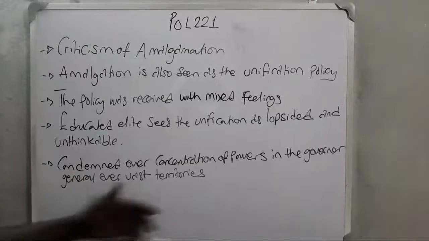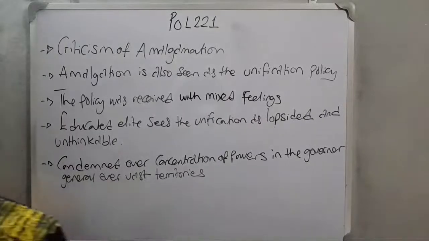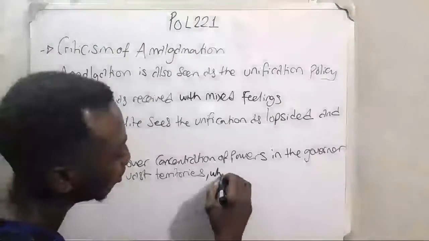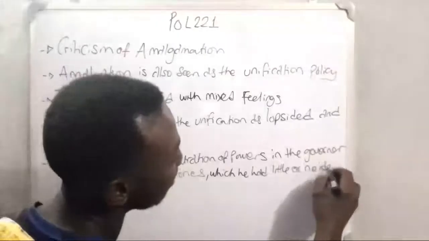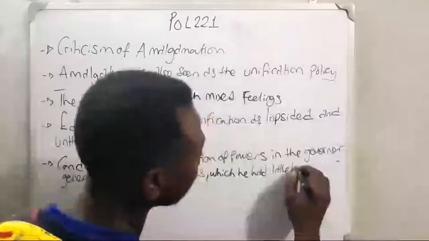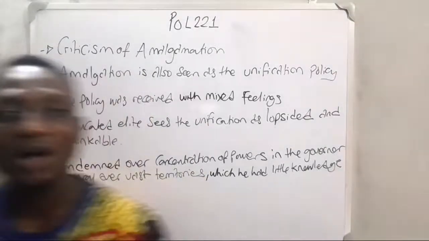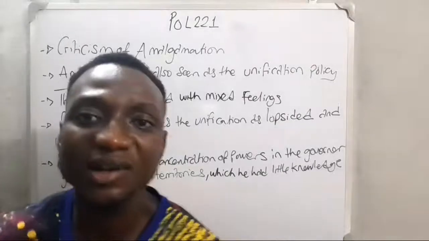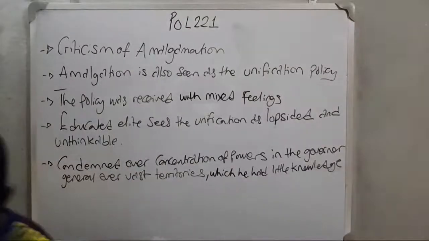All right. So he said having concentration of power in the governor general over vast territories, which he had little knowledge of. Please, I believe we all have our writing materials and we are taking down all these points. Immediately after the class, do well to take a picture of your notes and send it to the class. So let's continue.